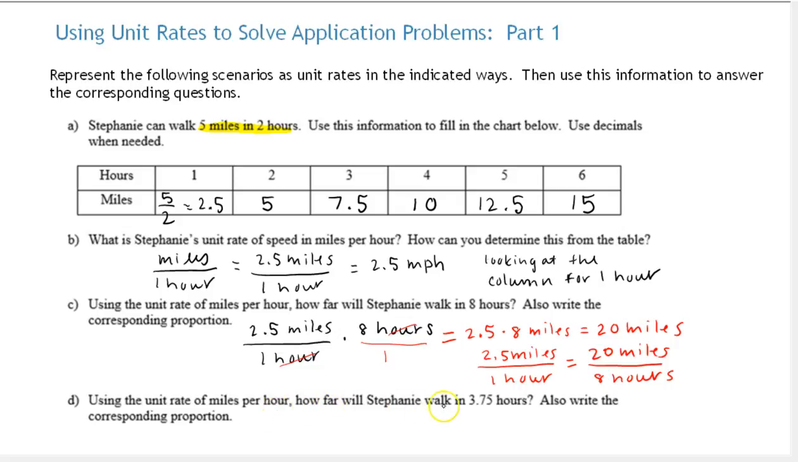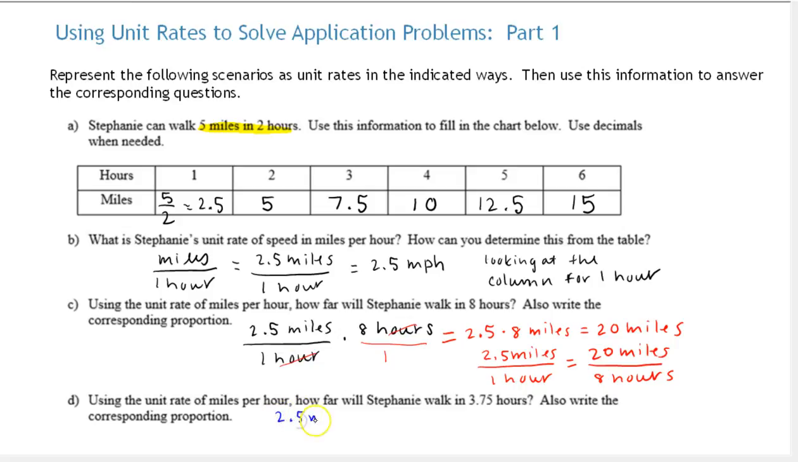How far will Stephanie walk in 3.75 hours? Also write the corresponding proportion. So 3.75 hours, that's not in our chart. It's between 3 and 4 hours, so we know it's going to be between 7.5 and 10 miles, closer to 10 miles. Okay. And we could cut these values into pieces using cut and copy, but let's just use our unit rate like we were asked to.